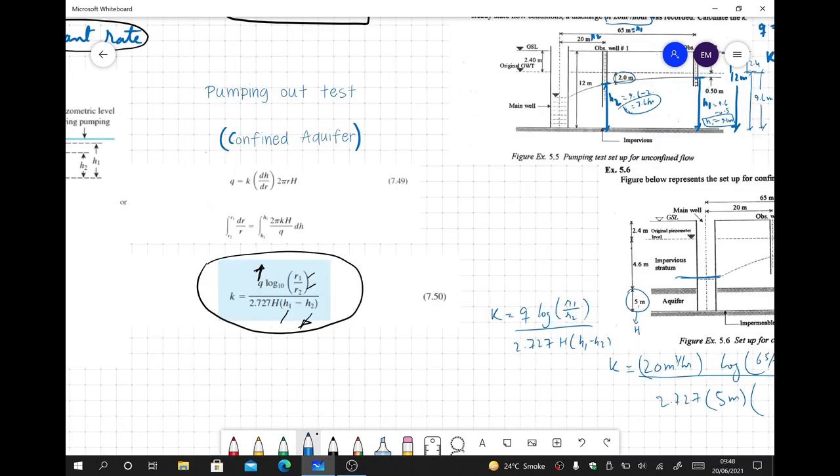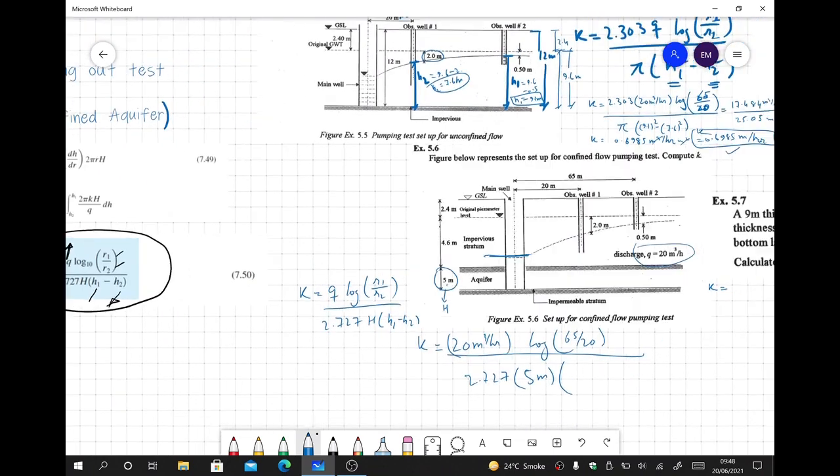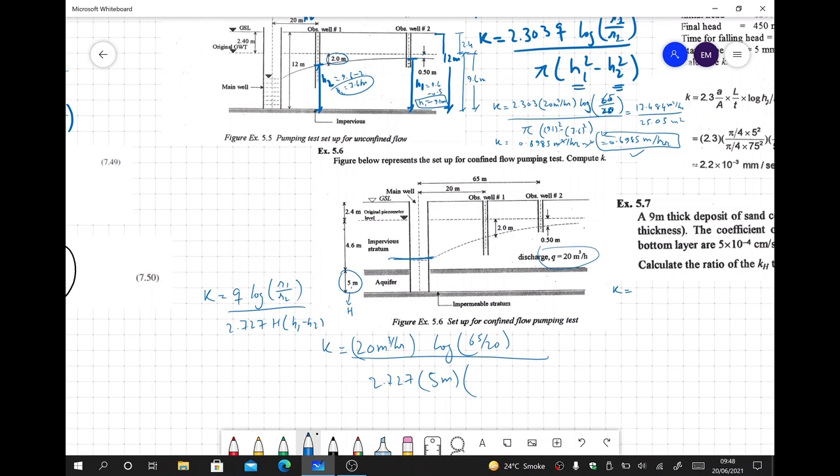So we don't actually have any value given here in the numerical for the water in the test well. So let's say that this is at a depth of 4 meters, because the total depth of the impervious stratum is 4.6. So let us assume this is 4 meters. So now H1, it is the difference. This is H2 and this is H1. So H1 should be 4 minus 0.5 and H2 should be 4 minus 2. So this is 3.5 and this is 2. So we should have 3.5 minus 2.